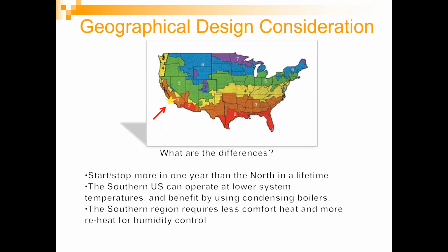Geographical considerations. When we're talking about boilers and heating in Southern California, we're really talking about a boiler that's going to start and stop more in 1 year than in the north. The southern U.S. can operate at lower system temperatures because most of our heating here is really building reheat more than actual heating. As a southern region, we really require less comfort heat and much more reheat for humidity control coming off of your air dampers. But it provides a great benefit from using condensing boilers because we can usually use a lot lower operating temperatures.